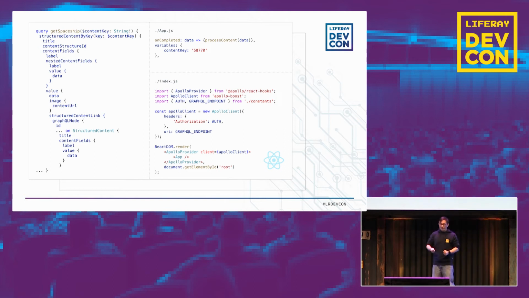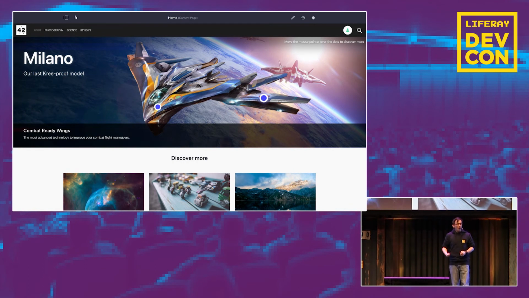So we have this. We have replaced the old data with the one we received. And now we can deploy it to DXP. And now we are showing one of our cool spaceship models, the Milano or last script proof model. So that's it. We can show this to the boss and see what happened.